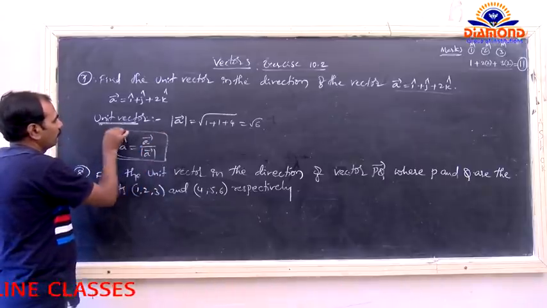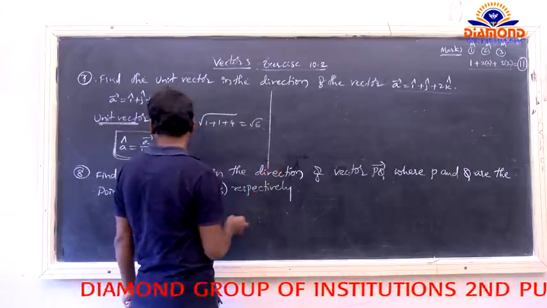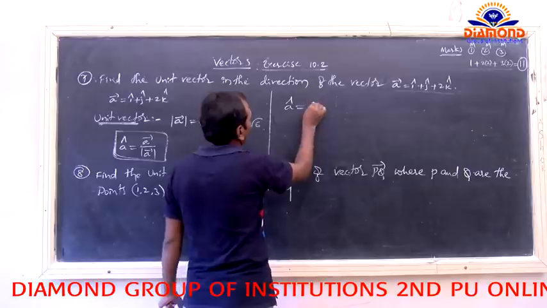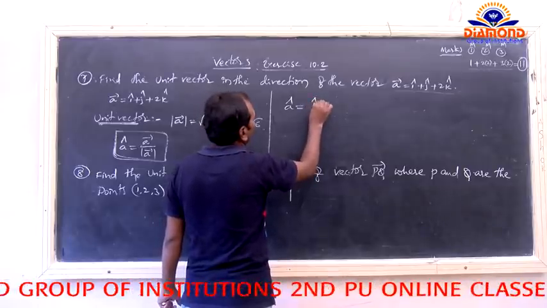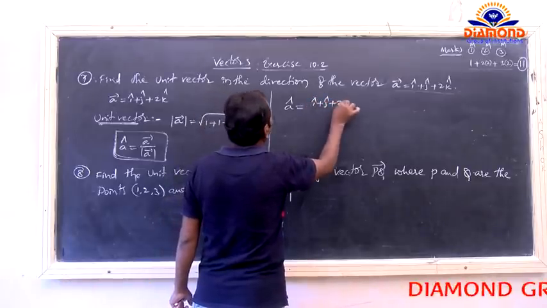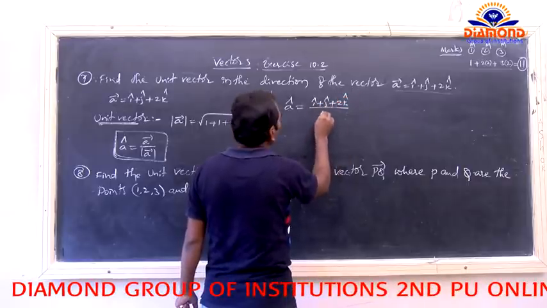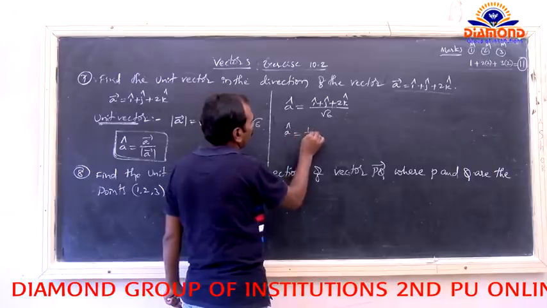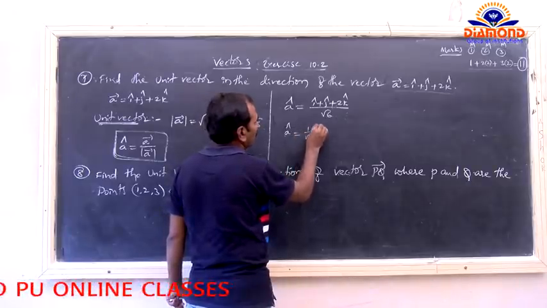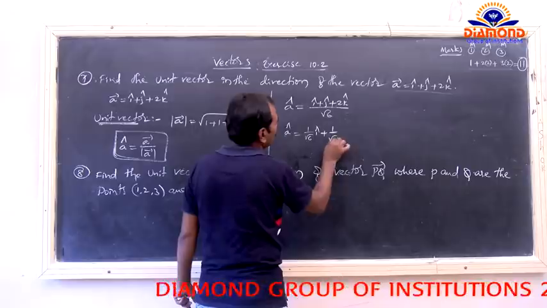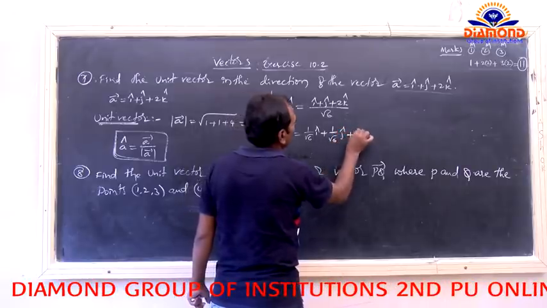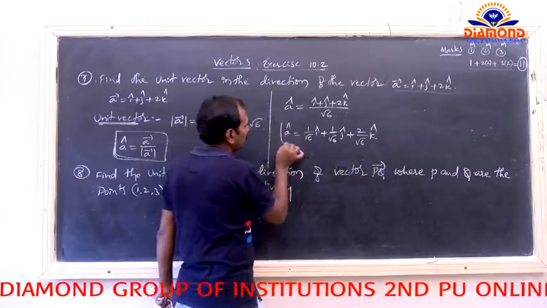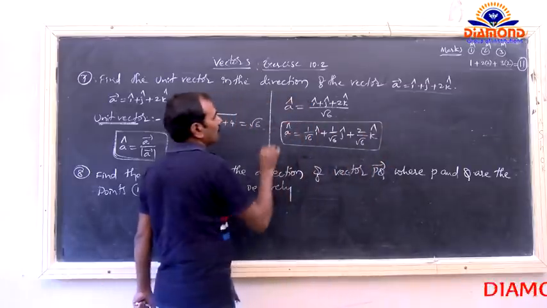So the unit vector formula: A cap equal to A bar divided by magnitude of A. This is the formula. So A cap equal to A bar, that is i cap plus j cap plus 2k cap, divided by square root of 6. A cap equal to 1 by root 6 i cap plus 1 by root 6 j cap plus 2 by root 6 k cap. This is the unit vector.